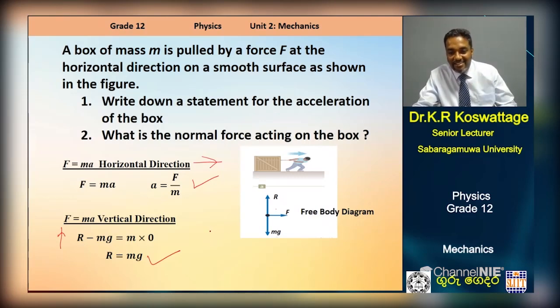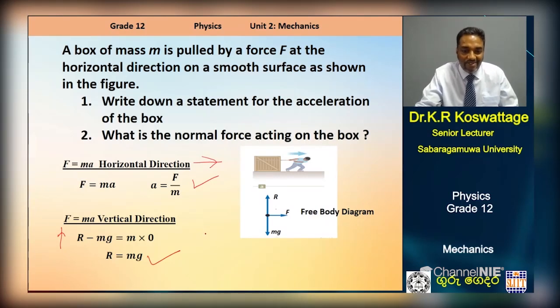So you have to understand the directions, right? Which direction you are going to apply this F equals ma. So drawing a free body diagram is helpful for you to solve this type of question.